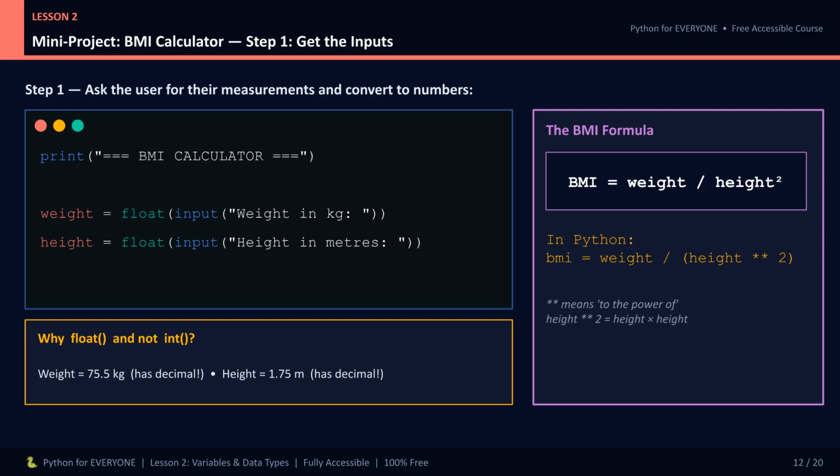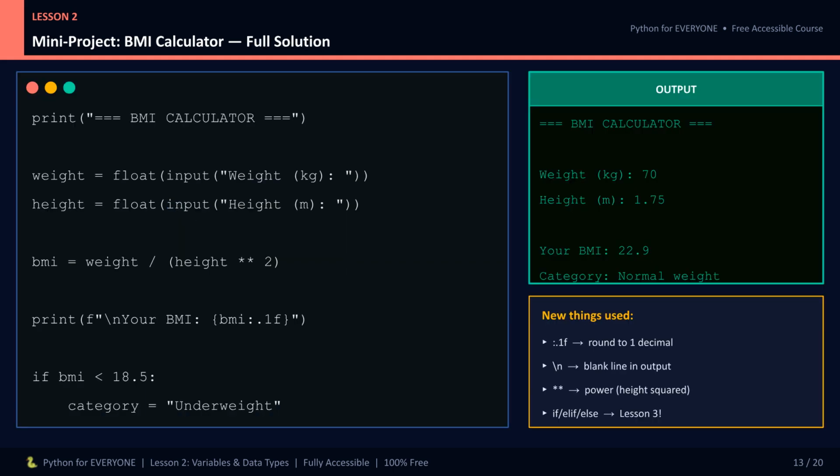For step 1 of the BMI calculator, we get user input for weight in kilograms and height in meters. Since these involve decimals, we use float to convert the string input into decimal numbers, allowing for mathematical calculations. Here is the full solution. We calculate BMI using weight divided by height squared, utilizing the power operator. We format the output with the f-string, rounding to 1 decimal place. The final steps use if/elif/else blocks for categorization, which we will explore further in Lesson 3.